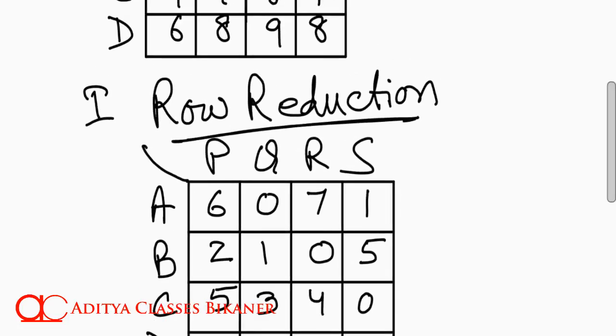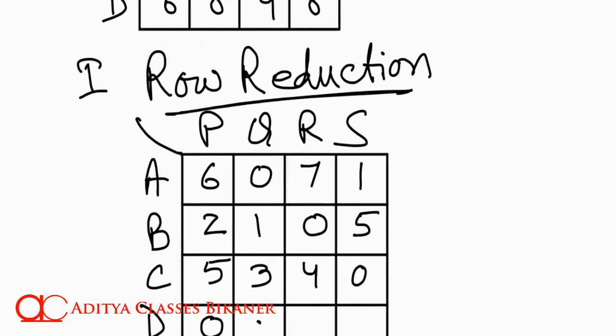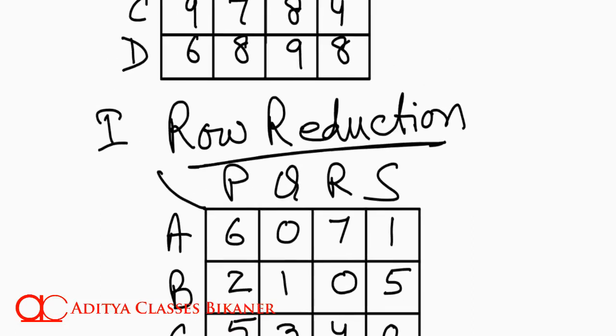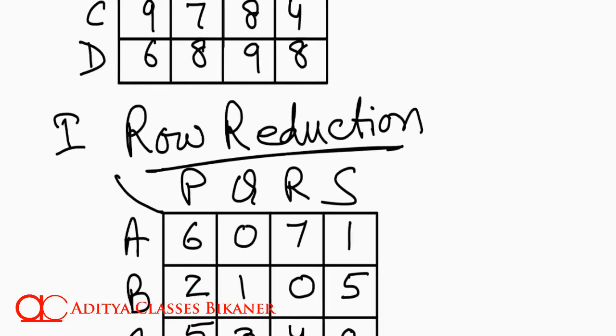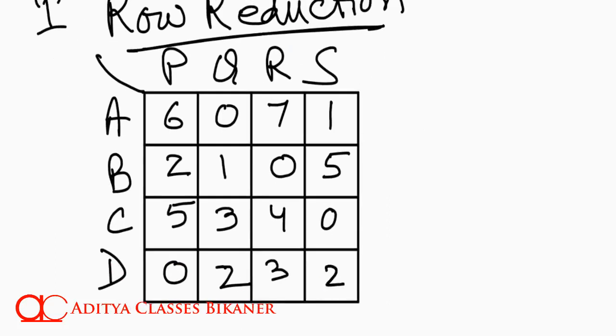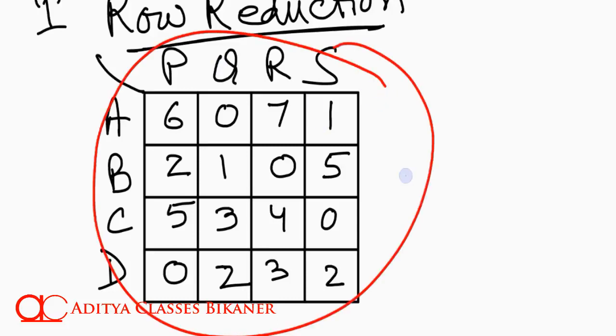6 minus 6 would give me a 0. Then I have an 8. 8 minus 6 would give me a 2. 9 minus 6 would give me a 3. And last again I have an 8, so 8 minus 6 would give me a 2. Now, here we have a row reduced matrix.